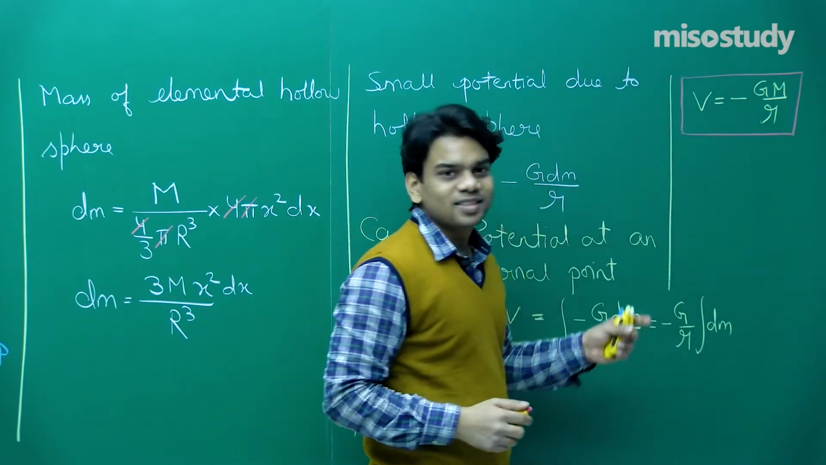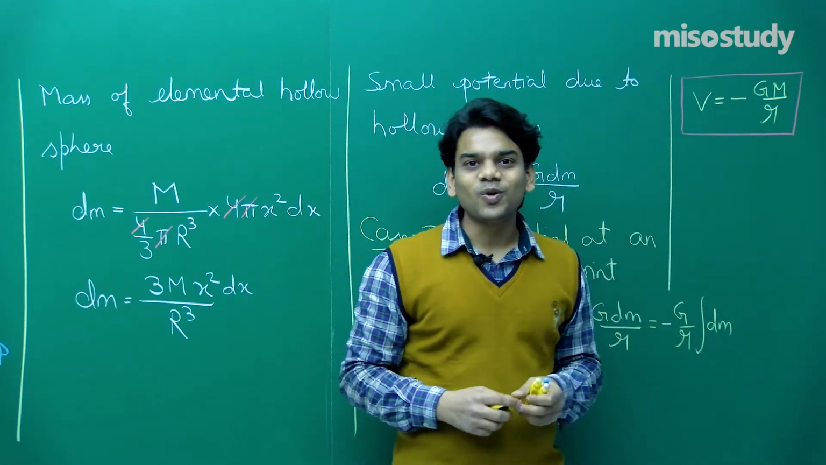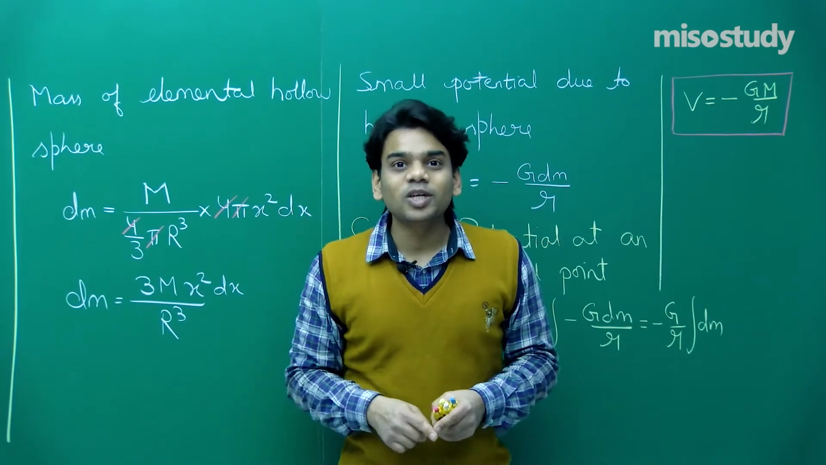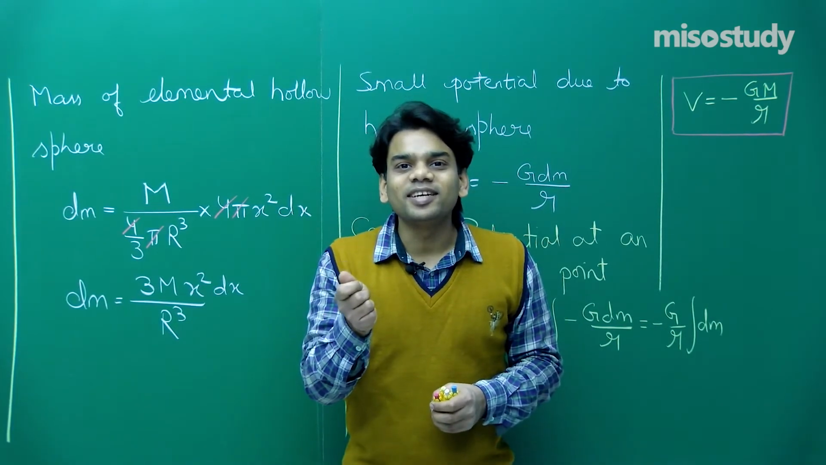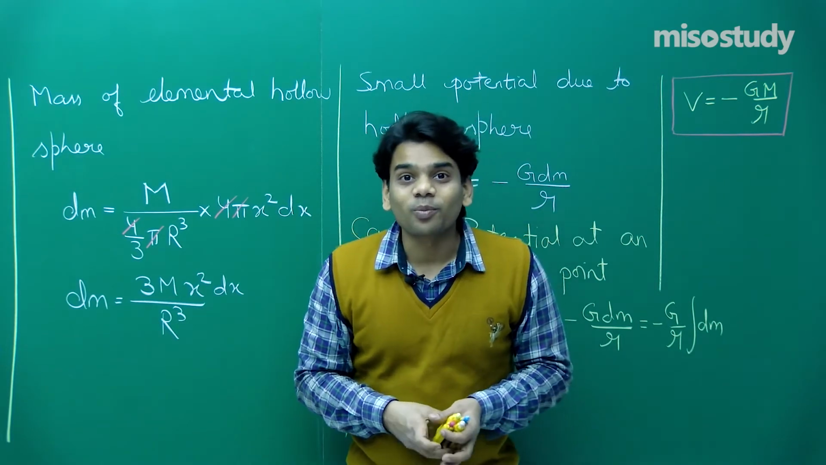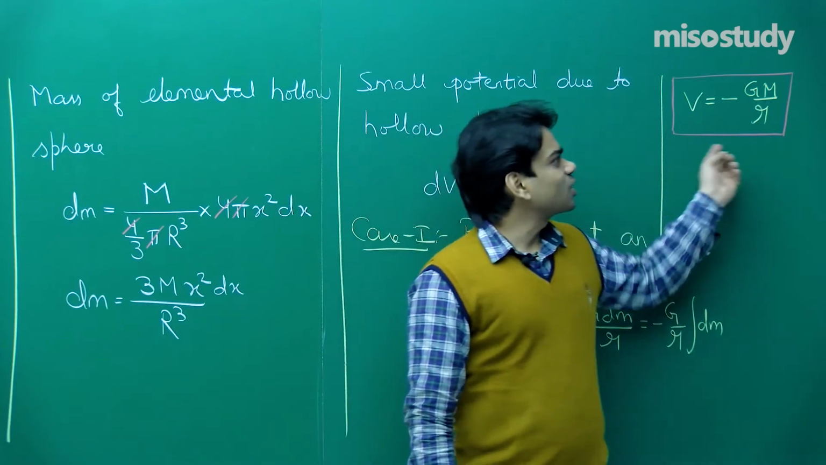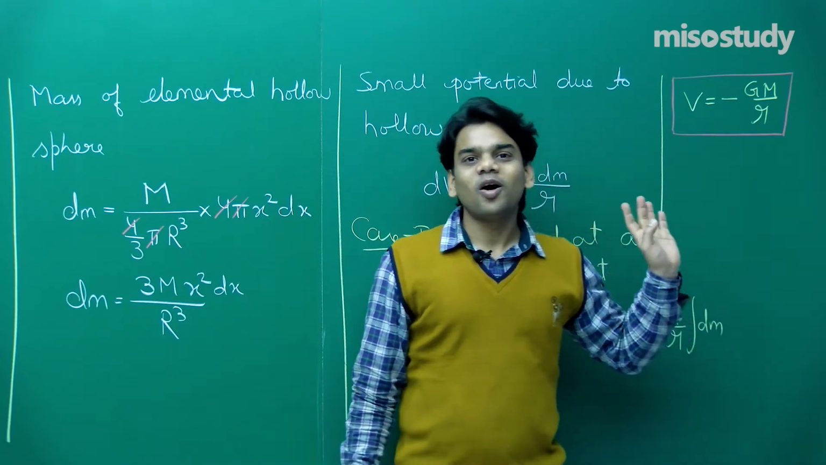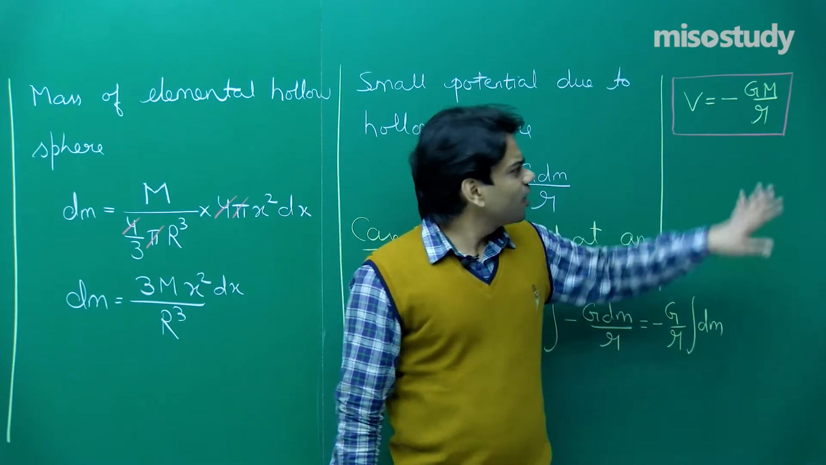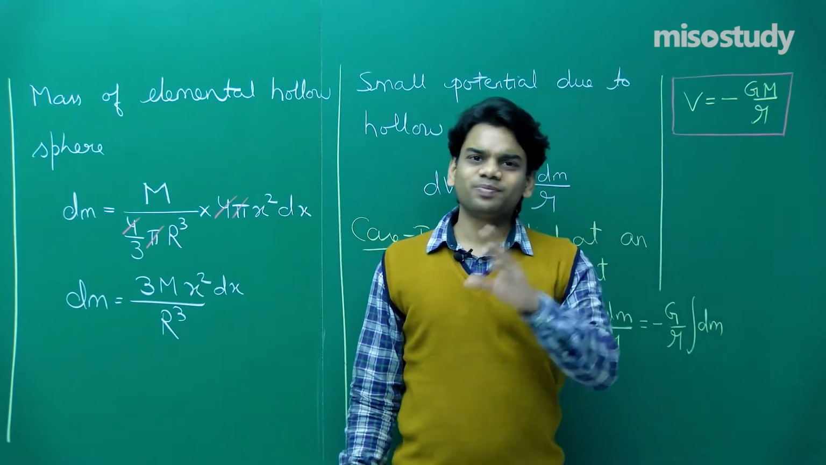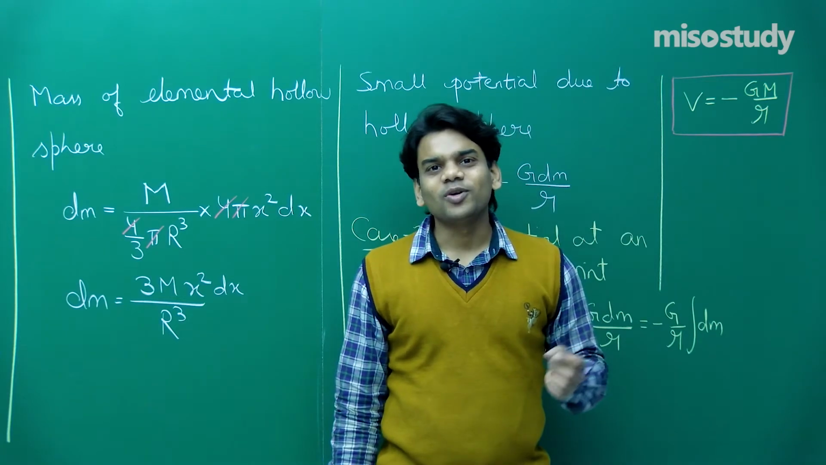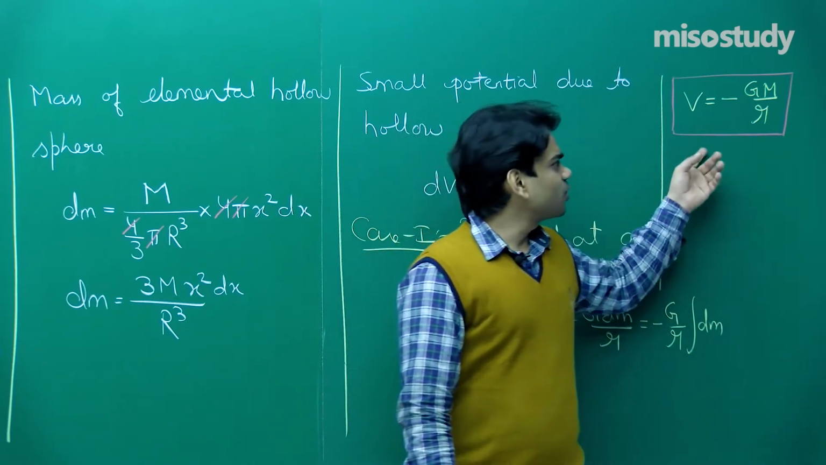Hope the first thing is pretty much clear to you all, that you can treat the entire sphere to be kept at the center, and directly you can evaluate the value of potential using the formula for point mass, because this formula resembles the formula of potential due to a point mass, and that was minus GM by r. Here also you can treat the entire mass of the sphere to be kept at its center, and the potential you are going to get is minus GM by r. So this is the first formula.